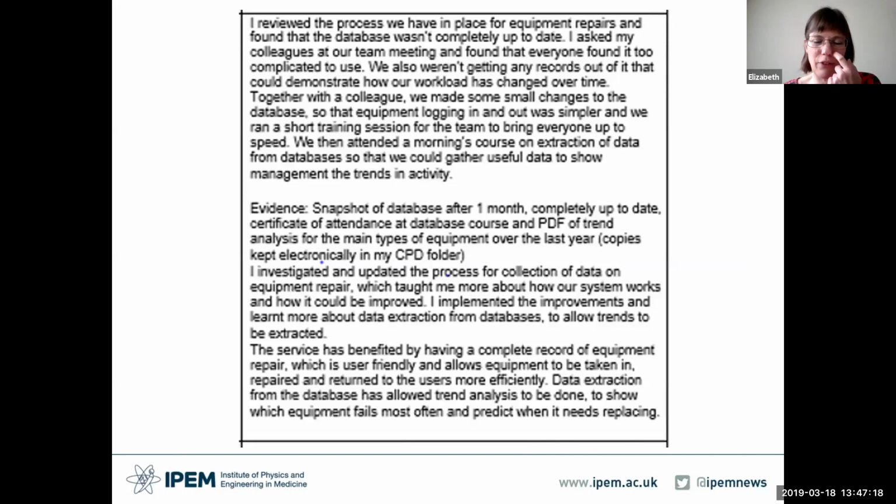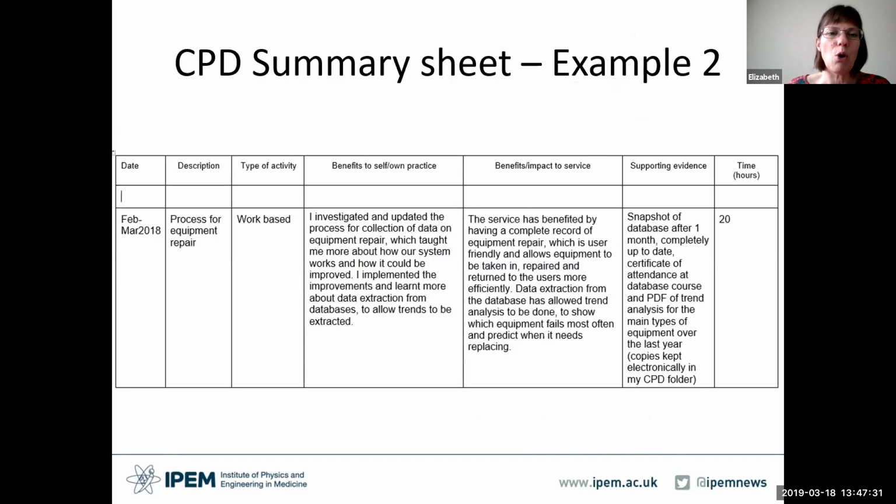Now, this would be all your reflection about what you've done, but this would be perhaps a little too much to put into your CPD summary sheet. So what would go in the summary sheet is the type of activity, and then just a very brief summary of what you have found to be a benefit to yourself and the benefits to the service. So you can be a little more succinct. And this summary sheet is what would be returned to the auditors at the audit in May.